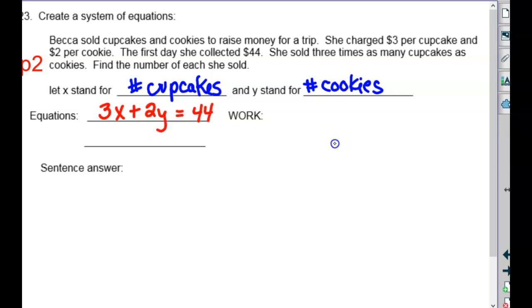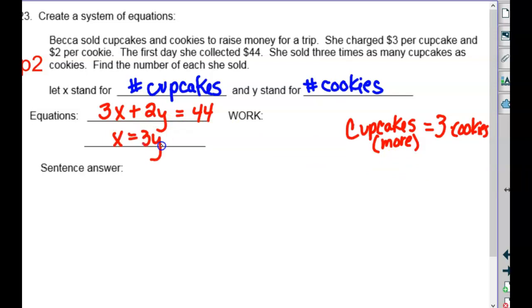And then I'm going to write it out in words first. 3 times as many cupcakes. So cupcakes is more, and it's 3 times the cookies. So what will that equation look like when I put in letters? Okay, yes. Or 3y minus x equals 0, or you could use substitution. Any way you want to solve it, okay? I'm using substitution here.